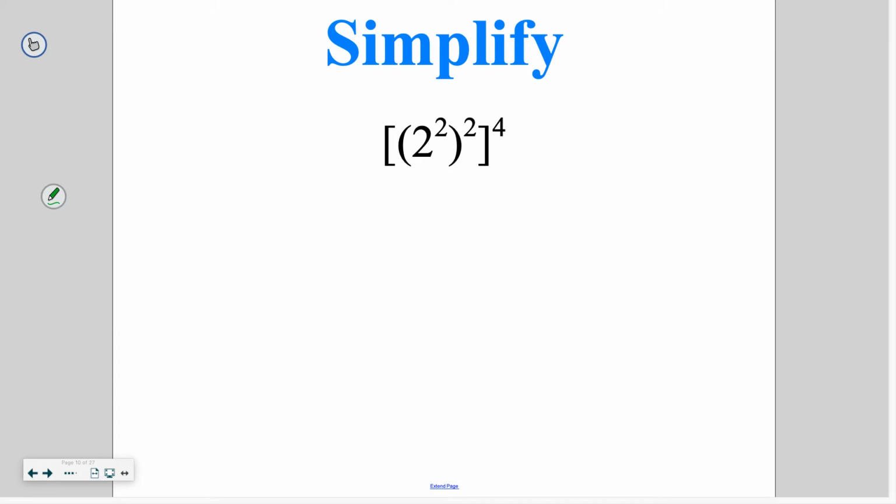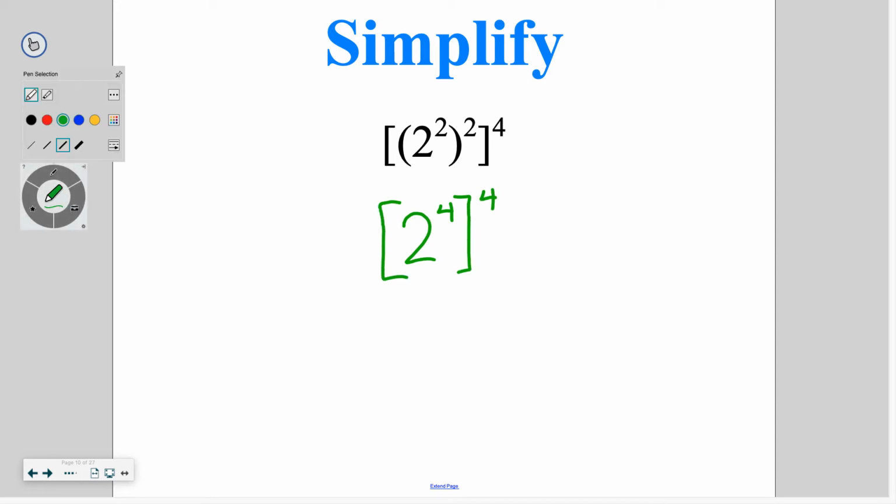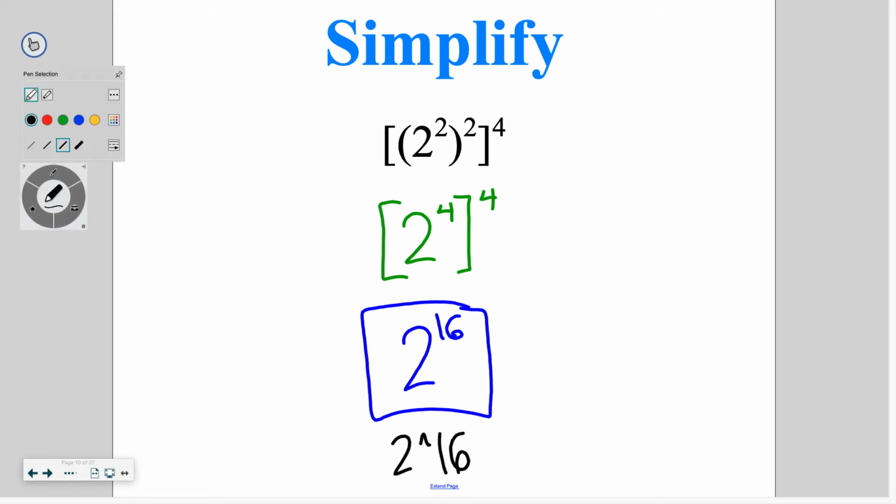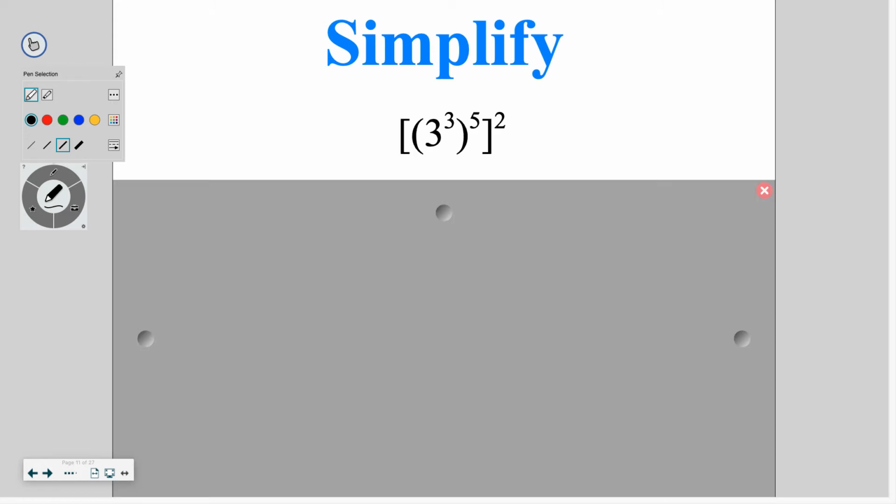So, for example, on this one, we've got 2 to the second, to the second, to the fourth. So we've got multiple powers being raised. You're going to want to deal with the inside one first. So 2 to the second raised to the second is going to give me 2 to the fourth. And that's still being raised to the fourth power. So then I've got to multiply again. And that gives me 2 to the 16th power. Again, when you typed that into Edpuzzle, that would be 2 caret 16. Go ahead and try this one on your own.